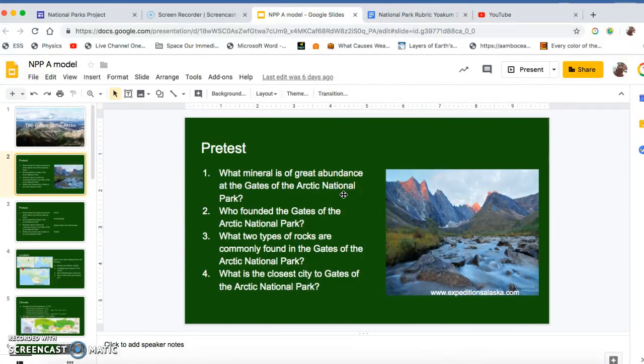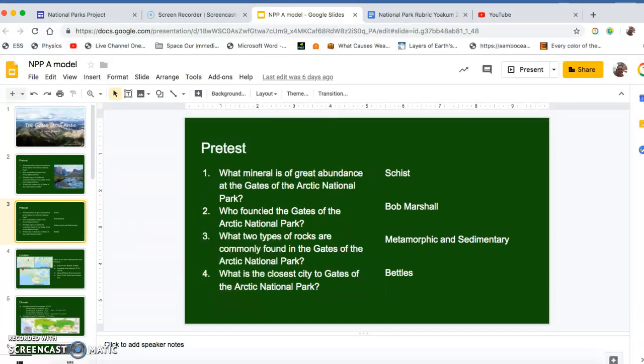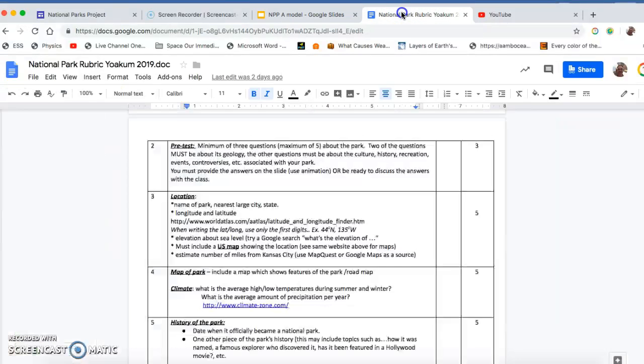So let's see what the student did. She has a pretest, just giving away the sex of the student. So she has questions about the mineral type and the rock type. Those are 2 excellent geology questions. And then she has other questions about the history of the park and the geography of the park. And those questions are answered on the next slide. So there they are. Let's see what the next thing is on the rubric.